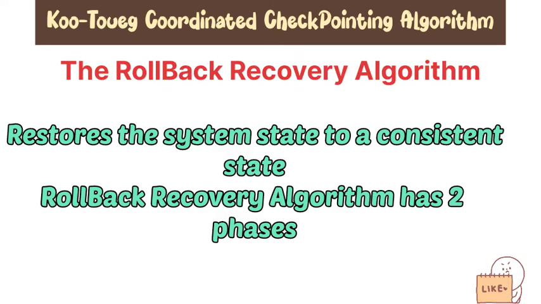Coming to the rollback recovery algorithm, it restores the system to a consistent state after a failure, and it invokes the algorithm. It also assumes that the checkpoint and rollback recovery algorithms are not invoked concurrently. In this algorithm also, we have a first phase and a second phase.